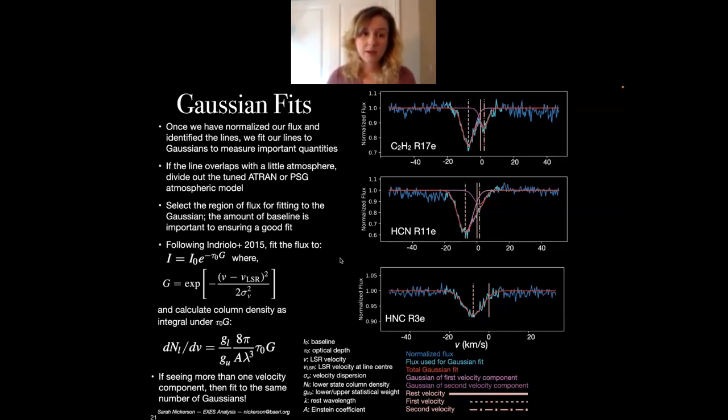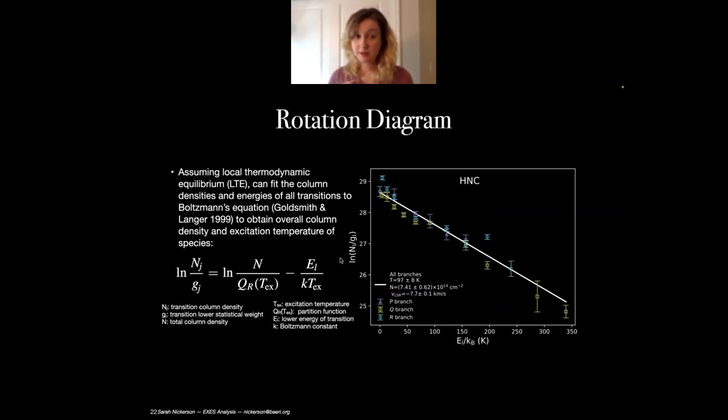And another thing that you want to do is, of course, if your line overlaps with some atmosphere, you want to divide it out using the tuned HITRAN model or the PSG model, whichever one you're using. Once we have our Gaussians, then we have a list of column densities for all molecules. And then we can get from our databases the energy and statistical weights, and we can use the Boltzmann equation. This is found in Goldsmith and Langer, 1999.